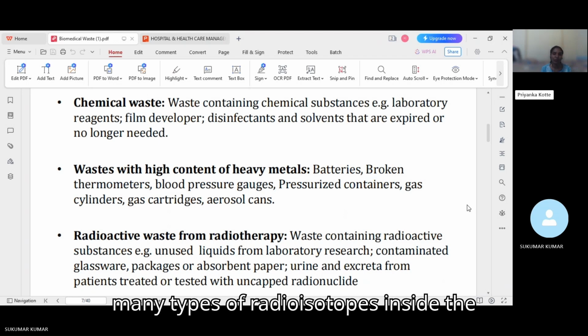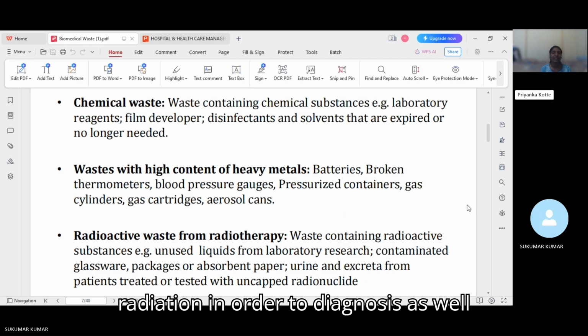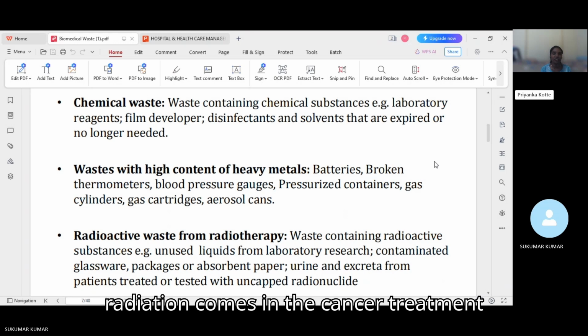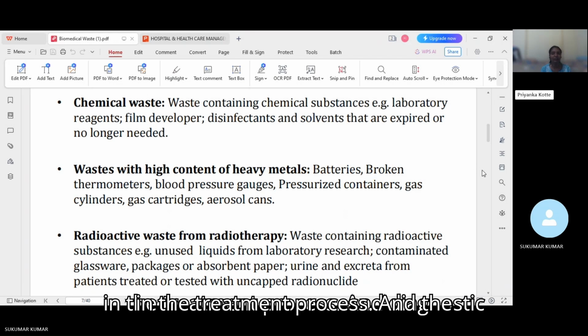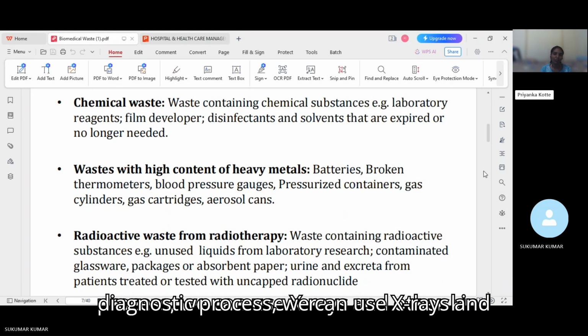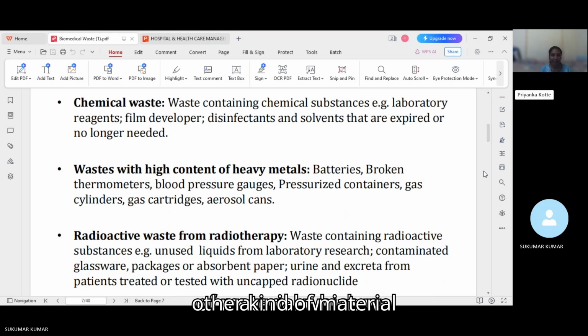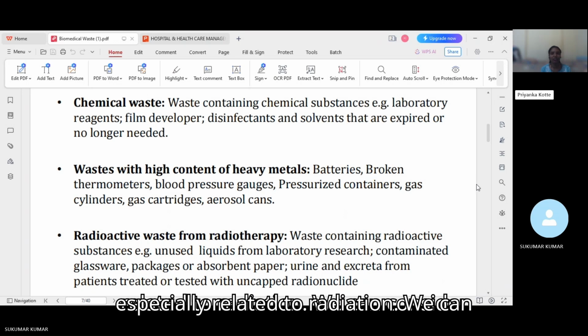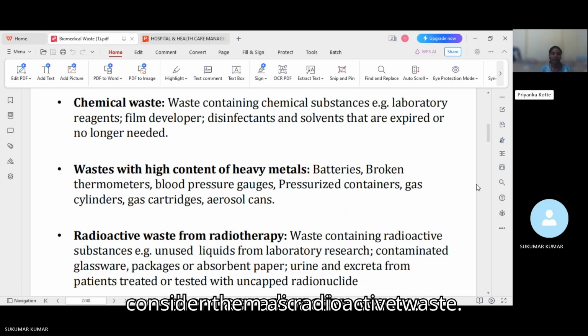Okay, we use so many types of radioisotopes inside the radiation department in order to diagnose as well as to treat. Again, radiation comes in cancer treatment and in the diagnostic process, where we can use X-rays and other kinds of material which we use in the laboratories, especially related to radiation. We can consider them as radioactive waste.